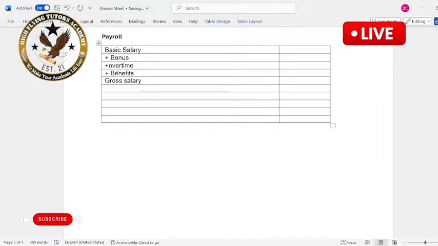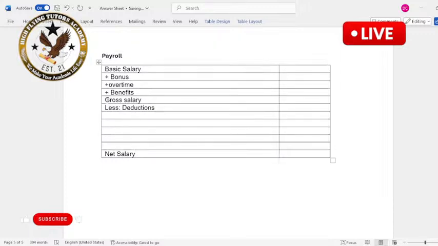So this is how you calculate your gross salary, and then from gross salary you have to less your deductions. I don't know how many deductions they will provide for you at some point, but after lessing deductions you're going to get your net salary or your net remuneration. So we will identify the salary based on the question that we'll be doing. This is the basic format of the payroll.